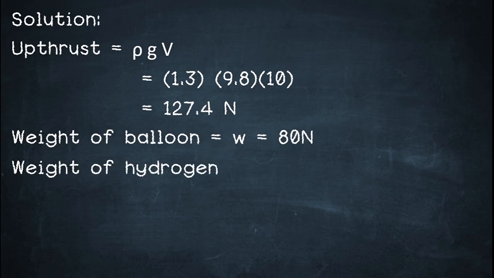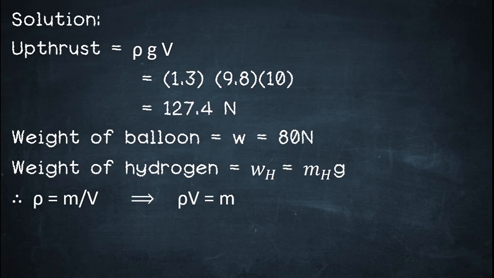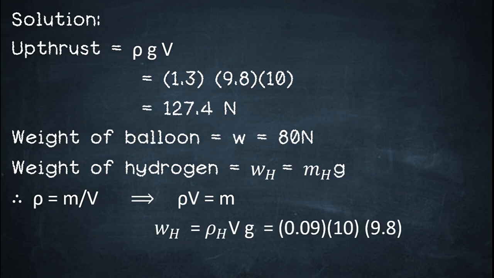We have to find the value of weight of hydrogen. Weight of hydrogen is mg, and as we know, mass of hydrogen is not given, but we know that density is equal to mass per unit volume. From here we can use the formula weight of hydrogen is equal to rho V into g. Rho V is placed instead of mass. So here rho is the density of hydrogen, which is 0.09 multiplied by volume of hydrogen given in the question, that is 10, and value of g is 9.8. Calculating the value, we will have the weight of hydrogen is equal to 8.82 Newton.